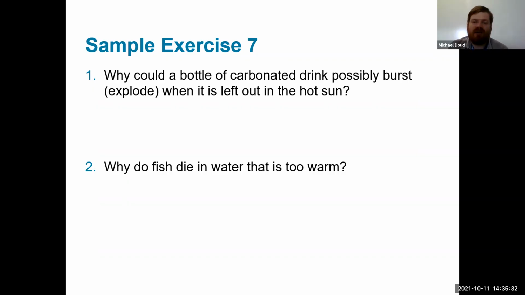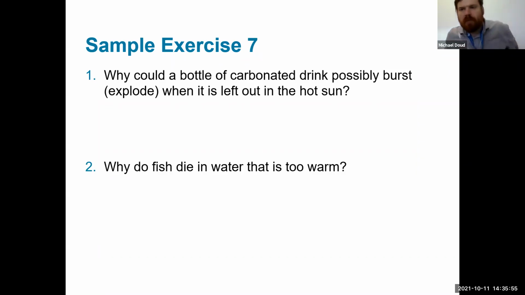Why could a bottle of carbonated drink possibly burst or explode when it's left out in the hot sun? And then finally, why do fish die in water that is too warm? Think about what I was just telling you about the solubility of gases in particular, and pause the video here, try to come up with your answer, and then we'll look at the answer on the next slide.